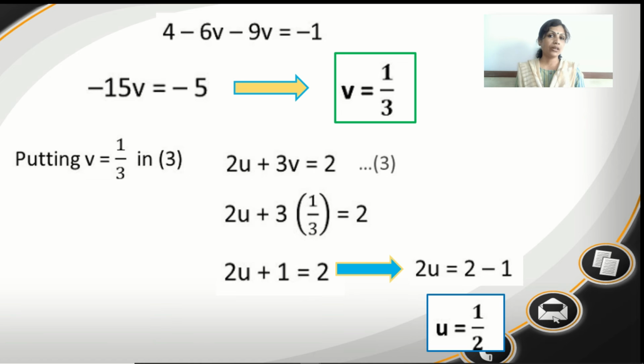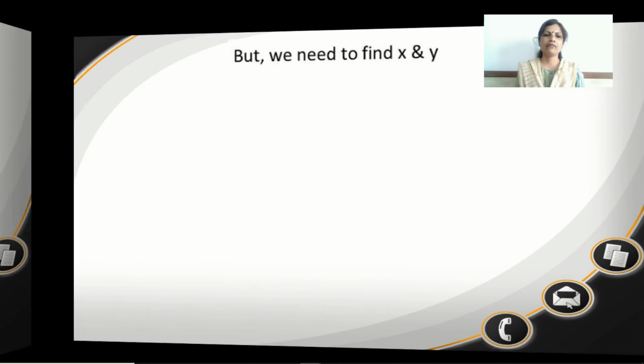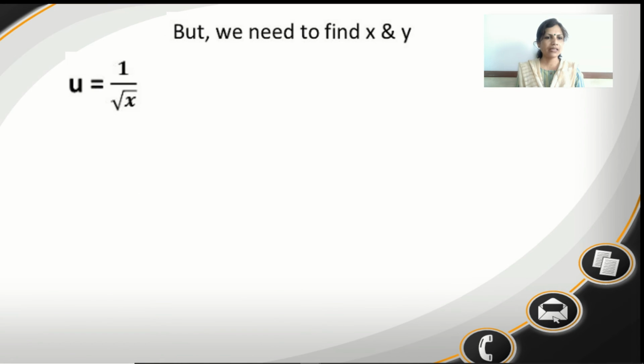Then I told you what is the important step which you should not forget. It is the resubstitution. So we have to find values of x and y. We have taken u is equal to 1 upon x, but we got the value of u as 1 by 2.